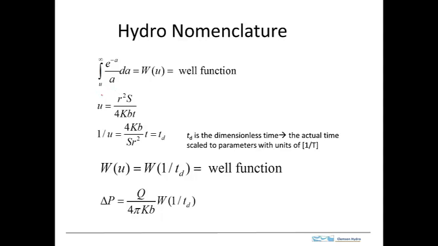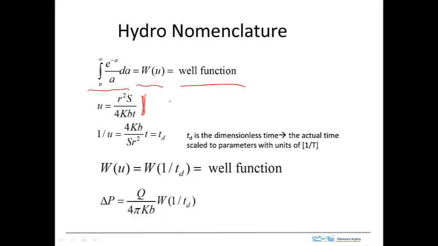What Theis and the people that came after him did was to say, well, this exponential integral, maybe that's a little bit scary, and so instead of E1, we'll call it W, and that is a well function. Okay, so this term W is describing how the well is behaving as a function of time and as a function of space. And there's the u, same u that we had before.